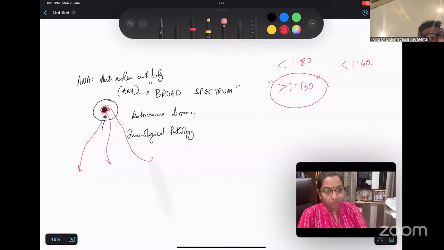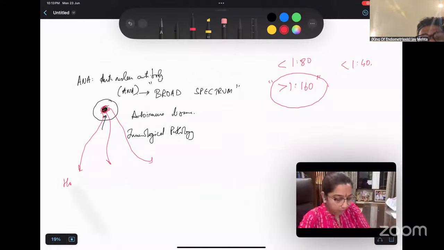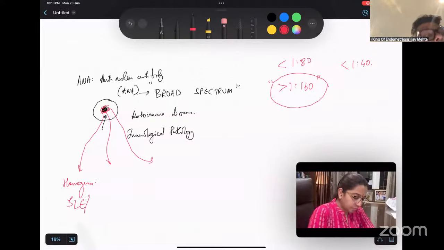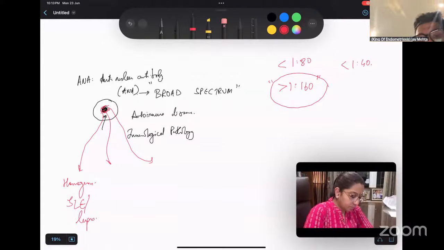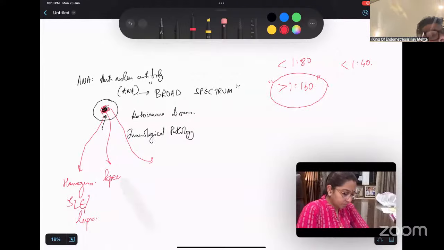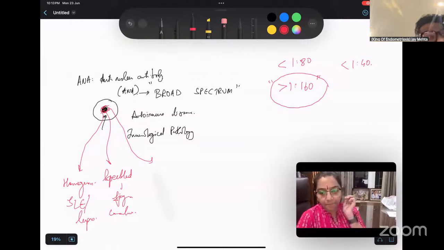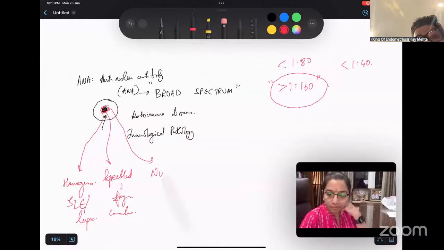One is the standard homogeneous pattern. That's very common when patients have SLE and lupus. This is absolute basics. Second is the speckled pattern, which is seen in cases like Sjogren syndrome, connective tissue disorders, and these types of conditions. Then there are nucleolar patterns. Just remember that nucleolar patterns are predominantly seen in scleroderma.